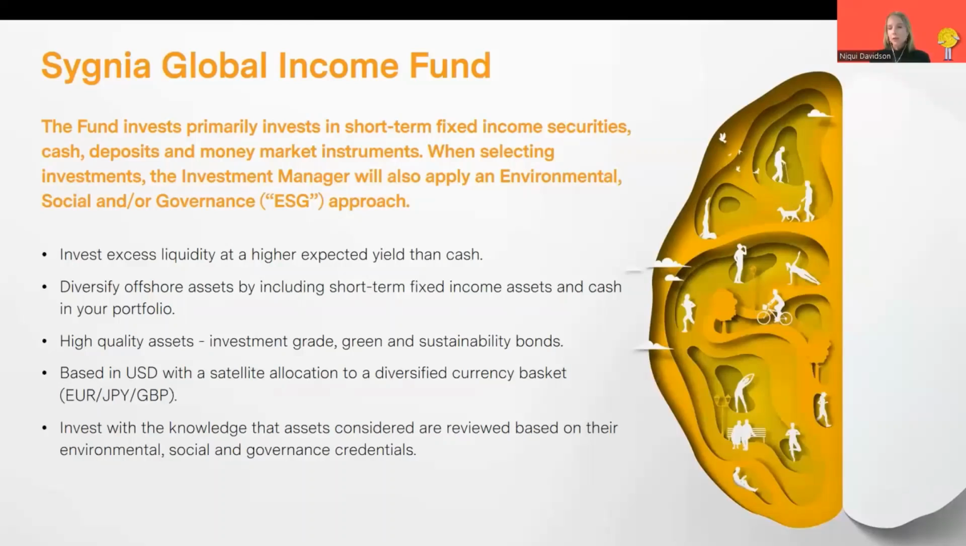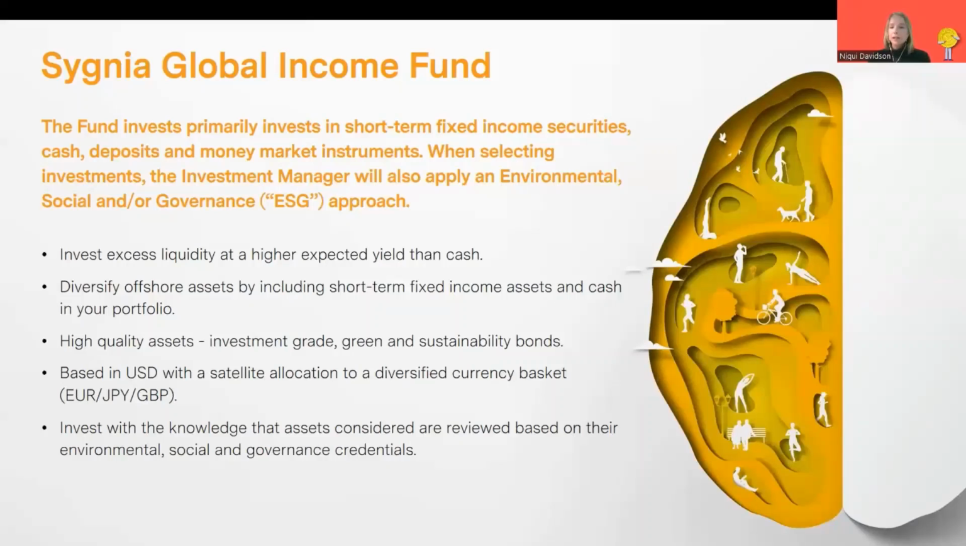When selecting investments for the portfolio, we do have an environmental, social and governance approach. So where we use other collective investment schemes, we ensure that these funds also apply an ESG approach. And then where we invest directly, we look at a universe of green, sustainable and sustainability linked bonds. So you're getting instruments that also have an environmental and social aspect to them as well.